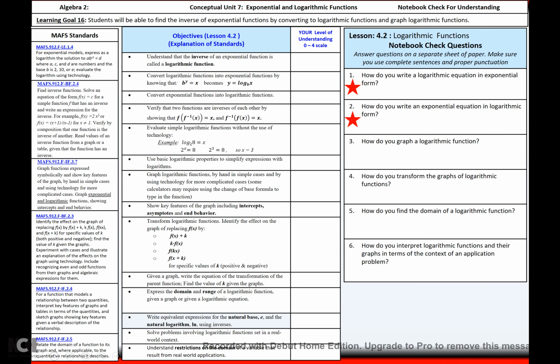Cool. Alright, so how do you write a logarithmic equation in exponential form? If you have log base a of b equals x, that's going to be b equals a to the x. And how do you write an exponential equation in logarithmic form? You're going to start with b equals a to the x, and you're going to say the bug was a, so you're going to put him back on the other side under his log with b, and x drops down.